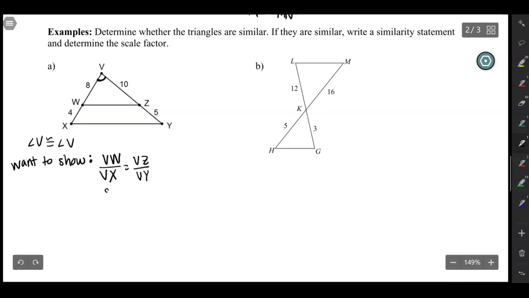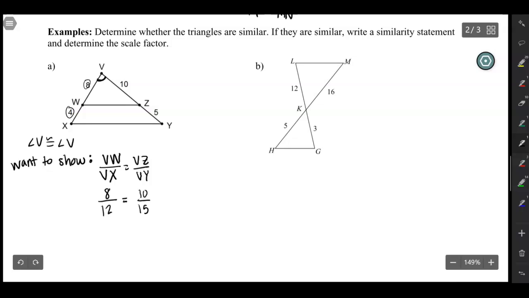So VW is 8. VX would be 8 plus the 4, so that's 12. I hope that that's equal to VZ, which is 10, over VY, which is 15.